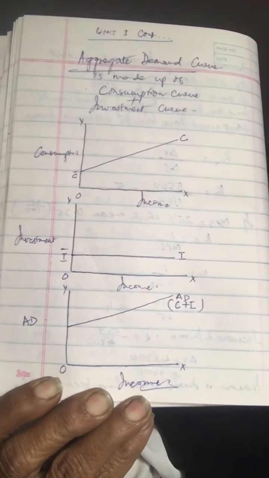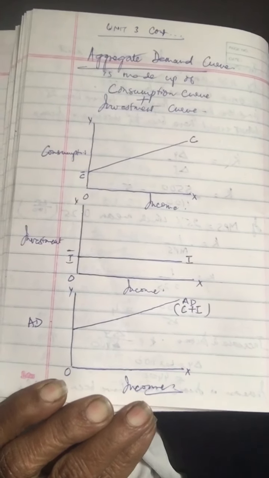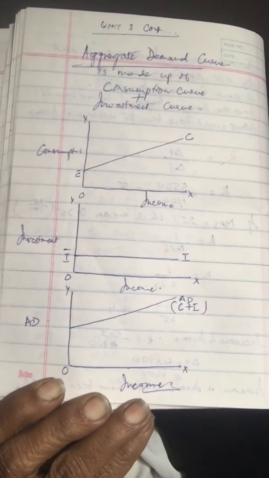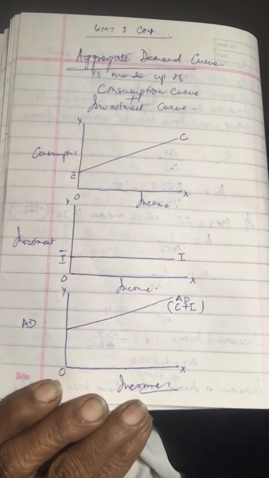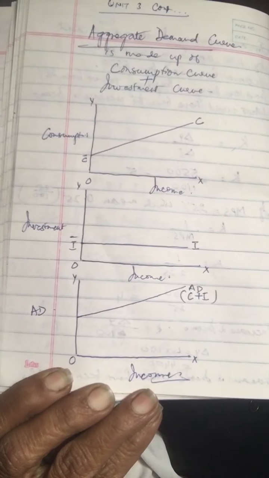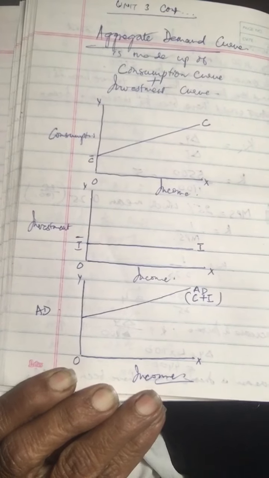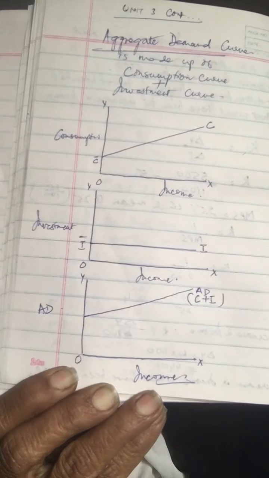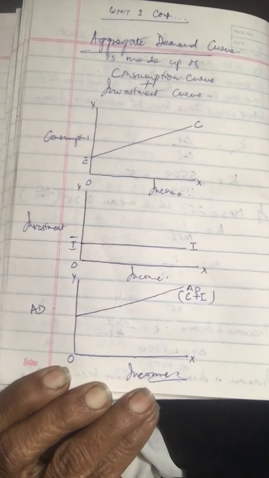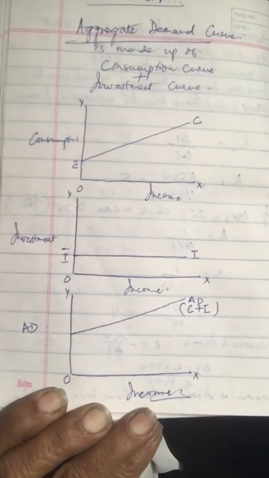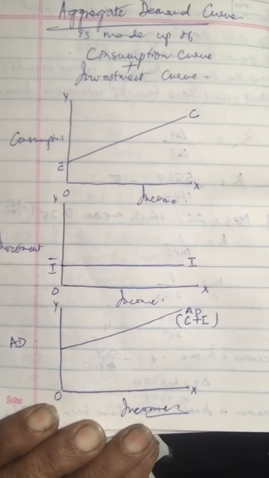So here we are going to talk about investment. Investment is autonomous investment, which is a given in the economy, so it's parallel to the x-axis. So what will the aggregate demand curve be? It will be the consumption curve, and the distance will be of the autonomous investment, which will be added to that, and that's how you get an upward sloping aggregate demand curve.